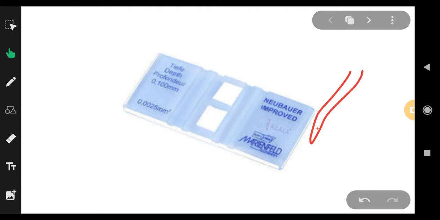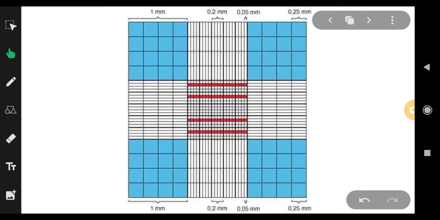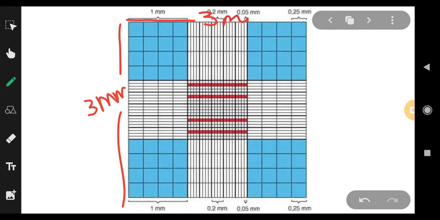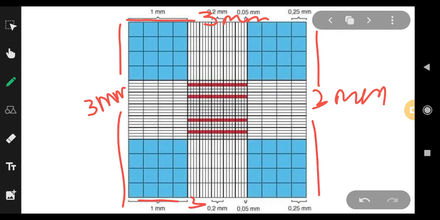After placing the cover slip, you will place it under the microscope, and when you zoom in, there will be particular markings on the slide which will look like this. Now this whole line will be 3 mm in length, and again this whole thing will be 3 mm, this whole thing will be 3 mm, this is a square, okay, and this whole thing will again be 3 mm.